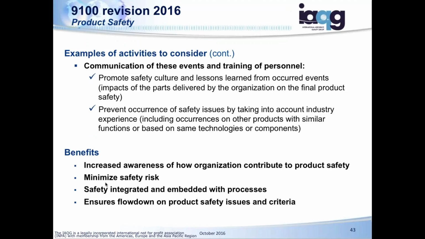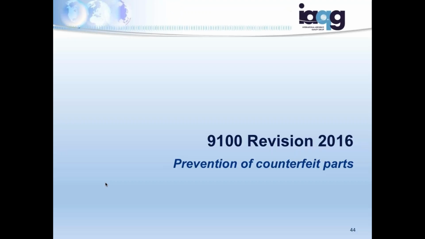So we're trying to increase the awareness of how organizations contribute to product safety, and minimize the safety risk for different organizations, where we have safety that's integrated and embedded within the process. And I think many organizations do an excellent job with this. Safety should not be an afterthought. It should be built in, baked into our process, and also ensure the flow down on product safety issues and criteria.